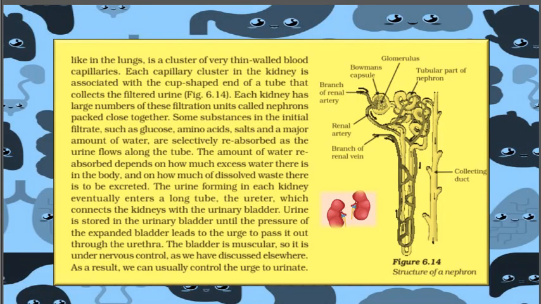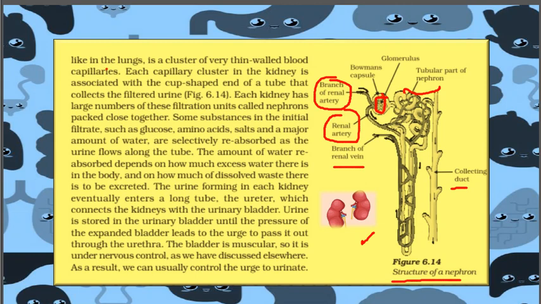Now we have to understand the filtration process, how the urine is filtered. This is the structure of the nephron, and this is a very easy process also. Here in the figure you can see the collecting duct, and these are the tubular parts of the nephron. This is the branch of the renal vein, this is the renal artery, and this is the branch of the renal artery, and this is the Bowman's capsule. Now we'll see one by one.